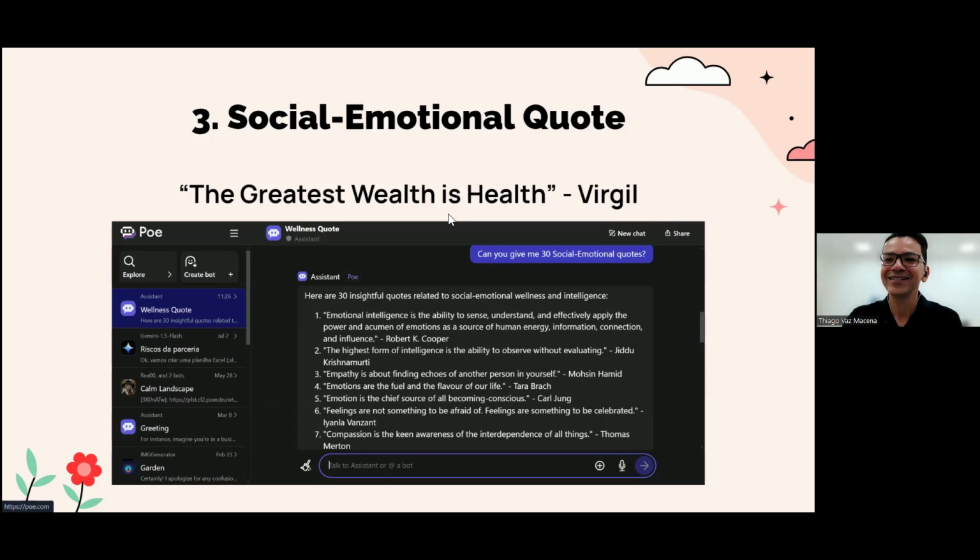And I took a print because I typed here. Can you see on the screen? Can you give me 30 social emotional quotes? And then the assistant gave me the 30 social emotional quotes. I just pick up one of them. I sometimes type, can you give me shorter quotes? You can also adapt your prompt to your necessities. And we can maybe make another presentation just about using artificial intelligence in education, either. I think would be so nice.